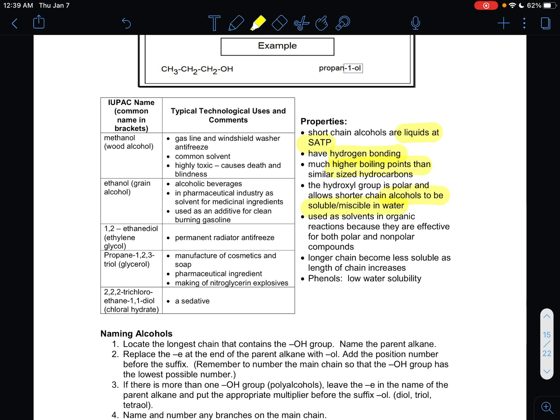However, as the chains of the alcohol get longer, they become less soluble. What I mean by that is that if I've got a very long chain of carbons and then that hydroxyl group there, the solubility of the alcohol decreases because the chain has so much bigger an impact on the properties than just the polar hydroxyl group. And the last thing to mention here is that phenols, which are alcohols made from benzene rings, have low solubility, okay, because of that benzene ring.